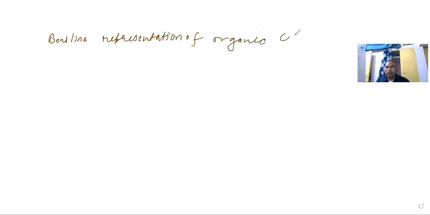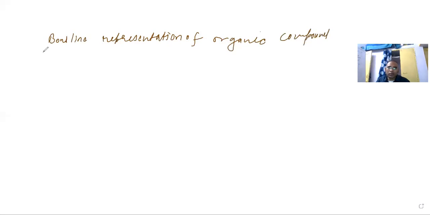Hello, students. Let us try to understand bond line representation. This is the topic: bond line representation of an organic compound. This is the point we are going to understand today.